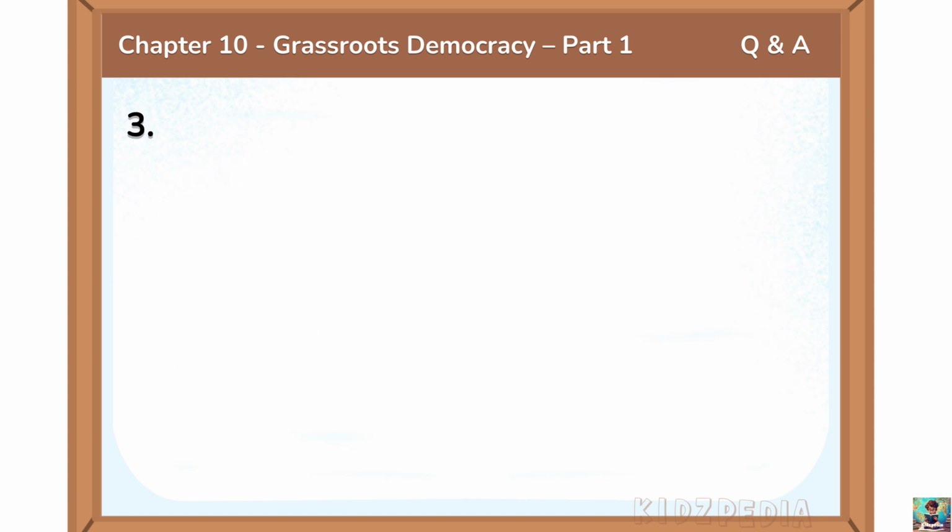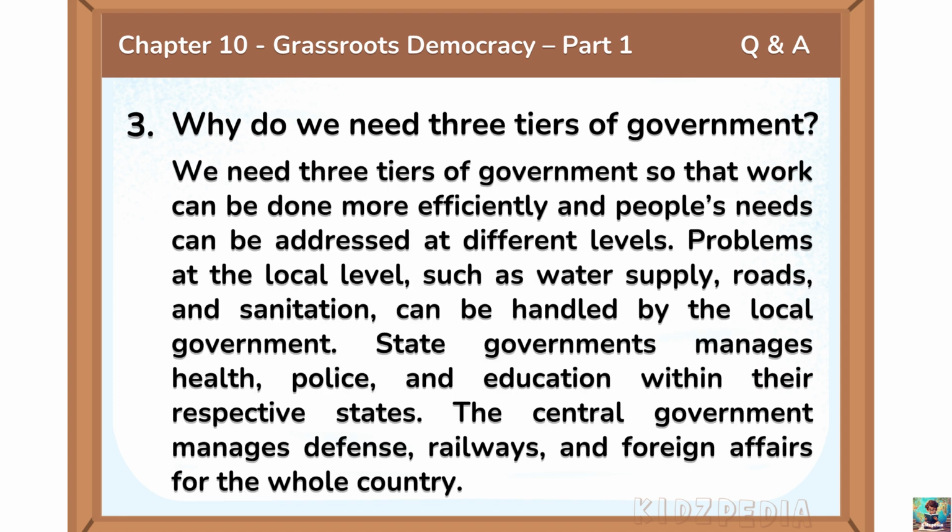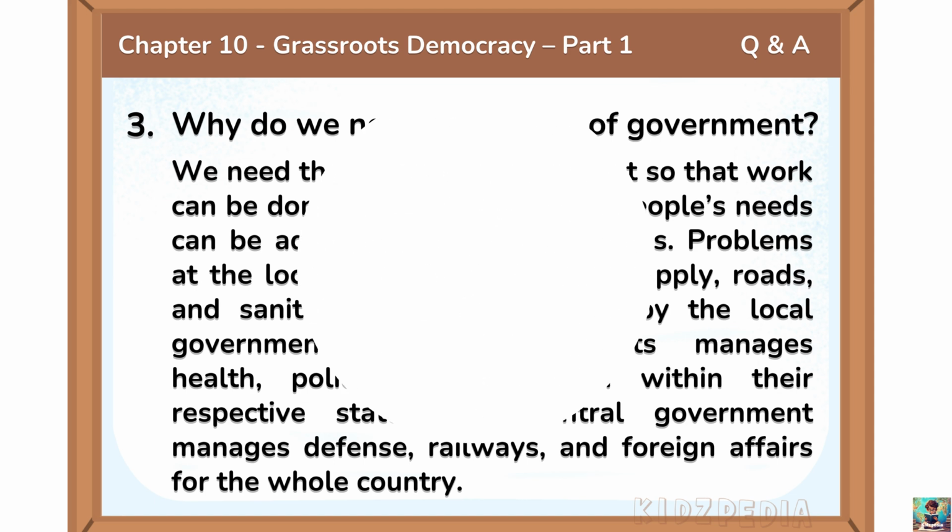Next question. Why do we need 3 tiers of government? We need 3 tiers of government so that work can be done more efficiently and people's needs can be addressed at different levels. Problems at the local level such as water supply, roads and sanitation can be handled by the local government. State governments manage health, police and education within their respective states. The central government manages defense, railways and foreign affairs for the whole country.